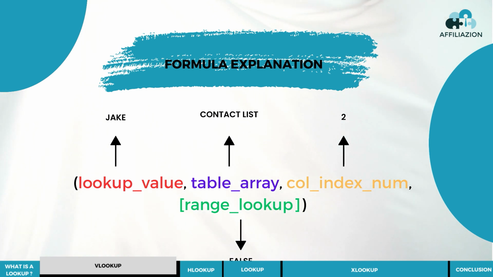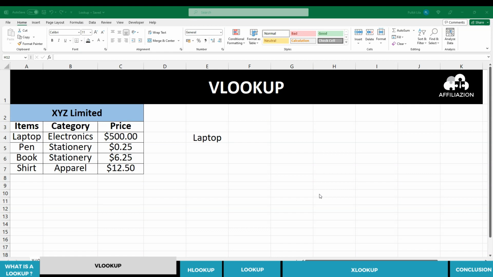Then we have to put in the range lookup. We can put in true or false. True for an approximate match and false for an exact match. Let's start with an example of VLookup. Here I have a company called XYZ Limited, which sells laptops, pens, books, shirts, etc. The prices of all the items are mentioned over here. So what we want is simply to get the price of any item over here. Let's say a laptop, pen, book, or a shirt.